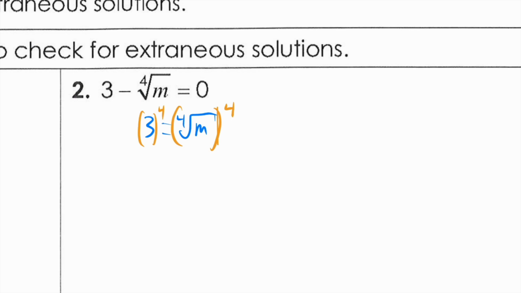And because I raised one side to the power of 4, I have to raise the other side to the power of 4. Well, 3 to the power of 4 is 81, and on the other side, the 4th root and the power of 4 undo each other, giving us just m. So m equals 81. And the even root did not equal a negative, so we don't have to be concerned about any extraneous solutions here.